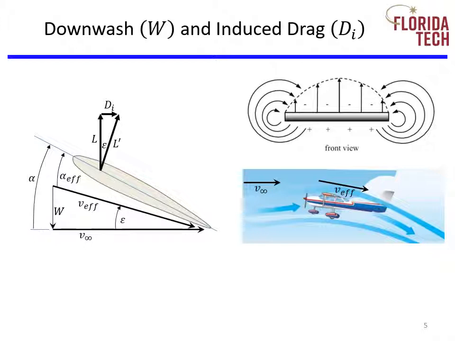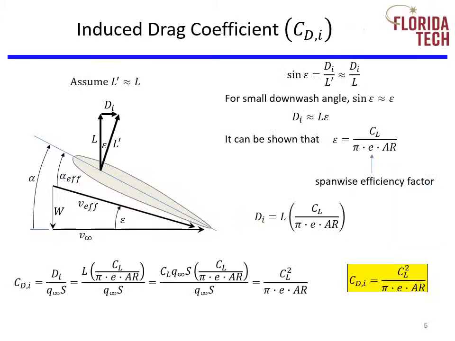Epsilon is the downwash angle, and V effective is the effective velocity the wing experiences due to the downwash from the wingtip vortices. The downwash velocity superimposed on the free stream velocity results in an effective velocity and an effective angle of attack, as shown. This is the effective flow field being seen by the wing. Notice, due to the presence of downwash, the lift vector has been tilted back such that the effective lift vector, L prime, is perpendicular to the effective velocity.